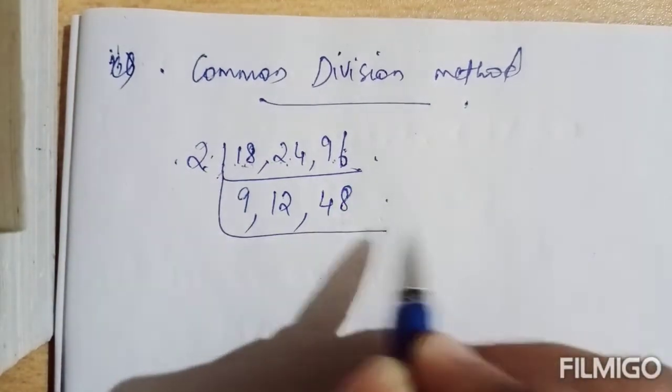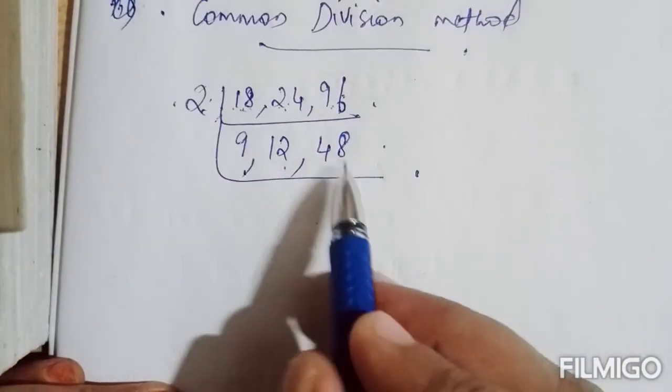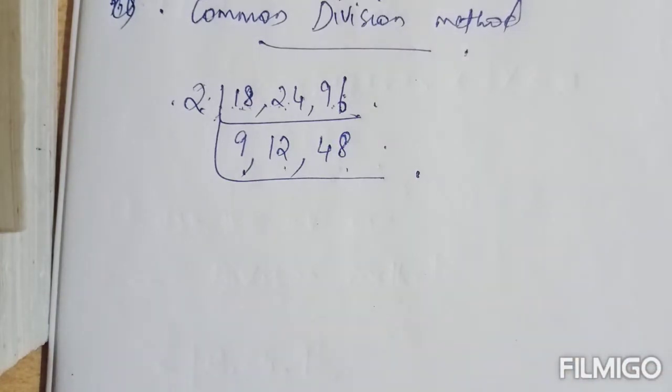Okay. Now 9, 12 and 48. Again we have to select a prime number with which you can divide 9, 12 and 48.